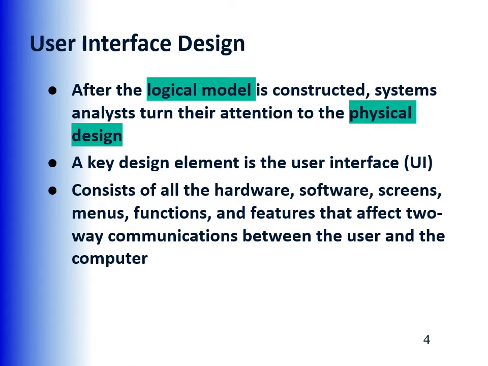Okay, after the logical model is constructed, right, systems analysts turn their attention to the physical design, okay, which is where you are now. And a key design element is the user interface. Okay, a user interface describes how users interact with computer systems and consists all hardware, software, screens, menus, functions, output, and features that affects two-way communications between the user and the computer.